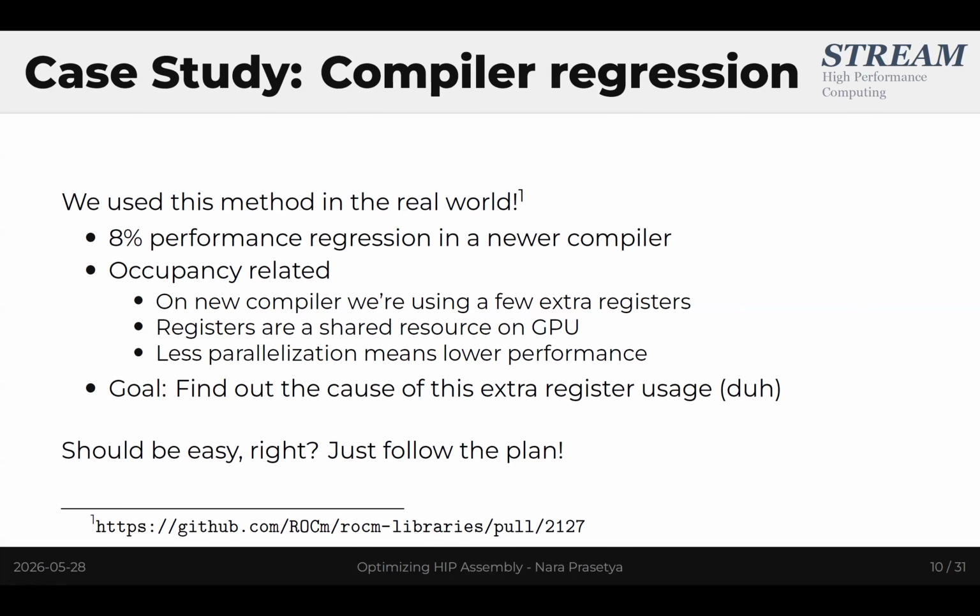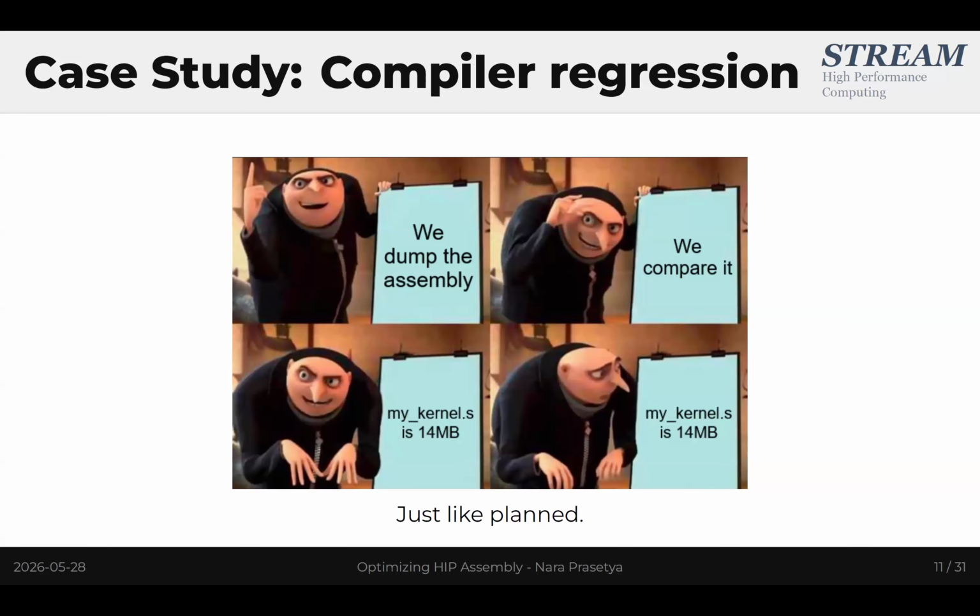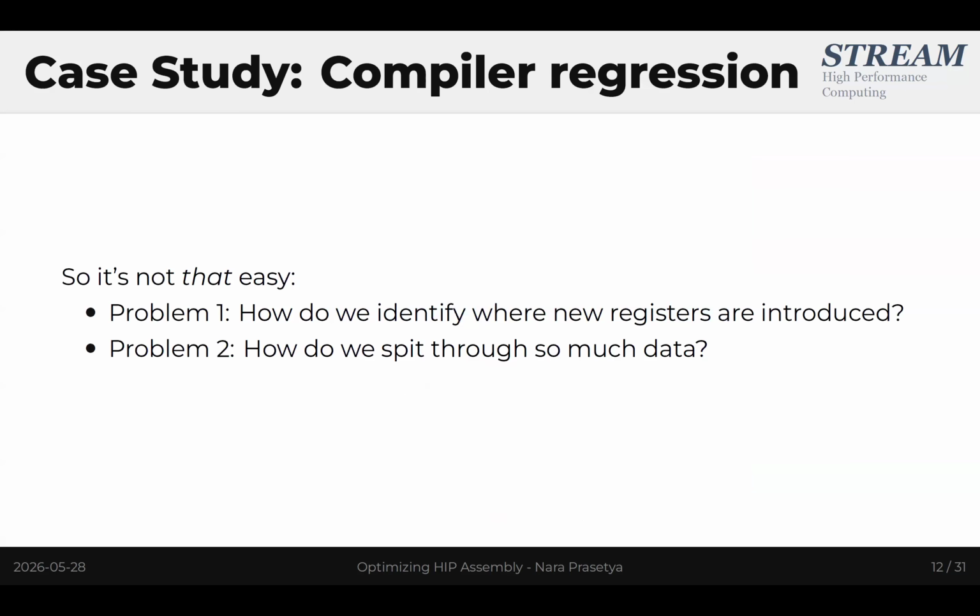So the goal here is to find out why it's using these extra resources and make it not use them. We had the plan from before where we just compare things and then revert it, and it should be pretty easy. So we dumped the assembly and started comparing it, and then we realized that our kernel is like 14 megabytes in dumped assembly. Yeah, that doesn't really work. I'm not going to scroll through 40 megabytes of data. We have some problems here.